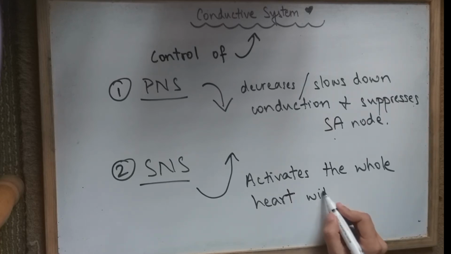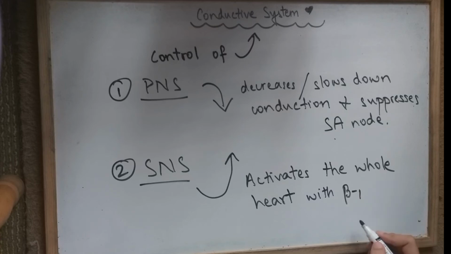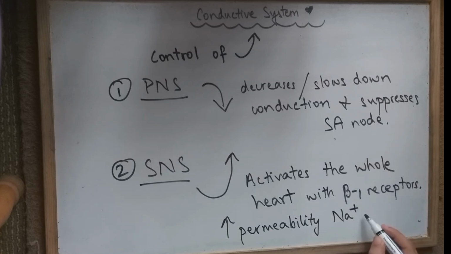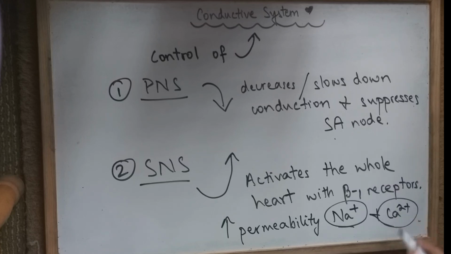So they first act on the SA node because that is what starts the conductive system. The beta-1 adrenergic receptors are located in the heart, and it is these receptors that are stimulated by the sympathetic nervous system. They increase the permeability to sodium and calcium ions, which are needed for the conductance.